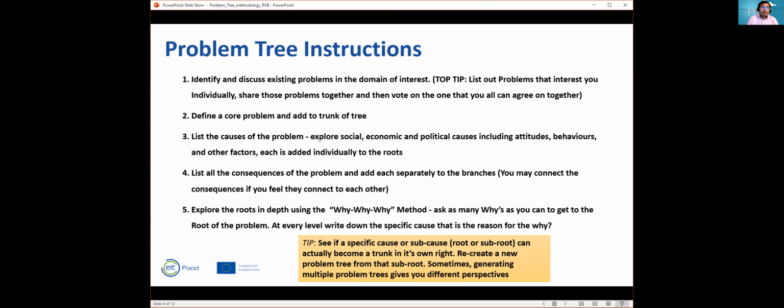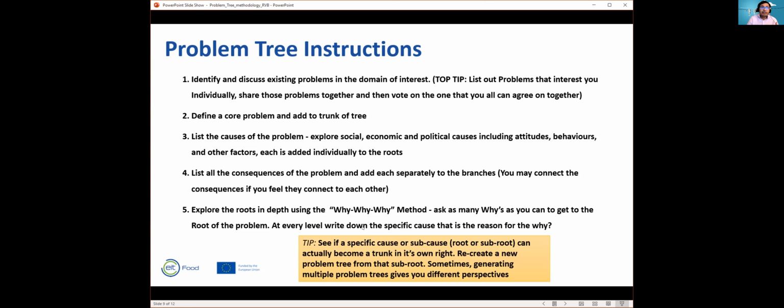Once you have done that, you start listing some first order causes of the problem, and then explore social, economic, political causes that can include attitudes, behaviors, and other factors, and start adding them to the roots. And then also think about the consequences of that problem and start adding them to the branches, which is the effects space, right? In this effect space, you may also connect the consequences if you feel they connect to each other. And then you start going into the roots even deeper, so into second order causes.